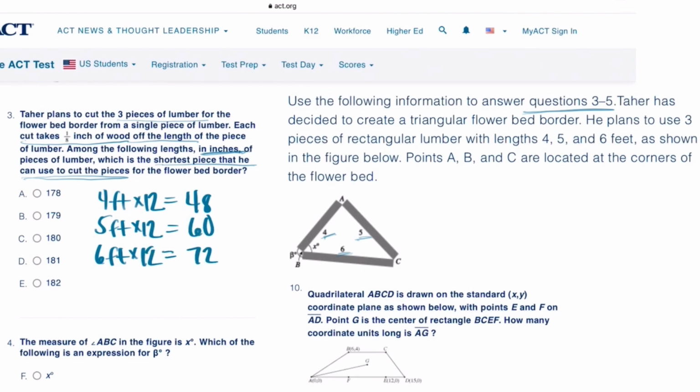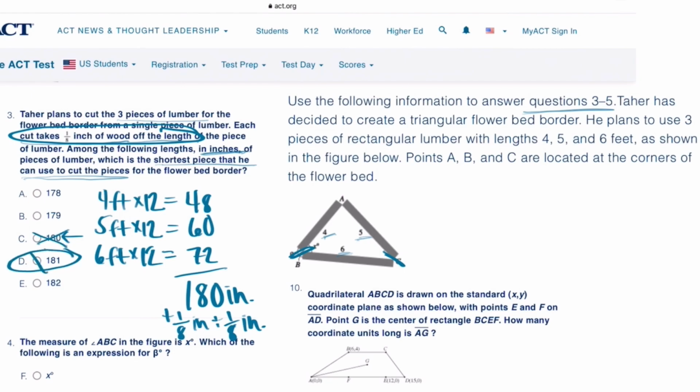So I just took each of those times 12. So I got 180 inches, which is looking like option C, but remember each cut takes 1/8 inch of wood. To cut this into 3 pieces, I'd have to make 2 cuts. So those would each be 1/8 inch, meaning 1/4 inch in total, so I'd actually need 180 and 1/4 of an inch, making the answer option D.